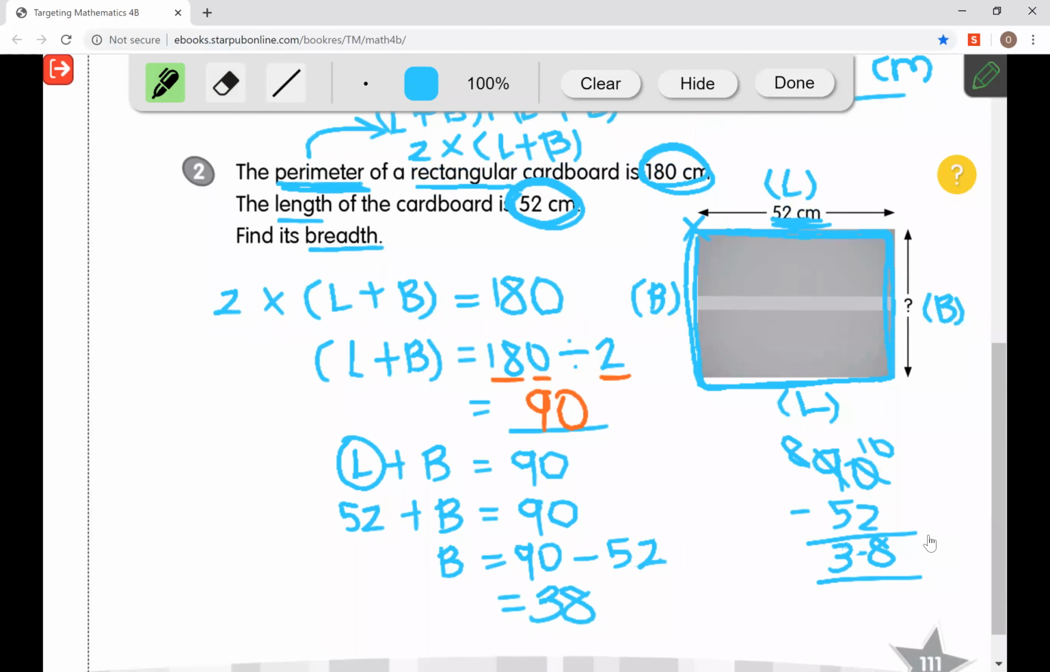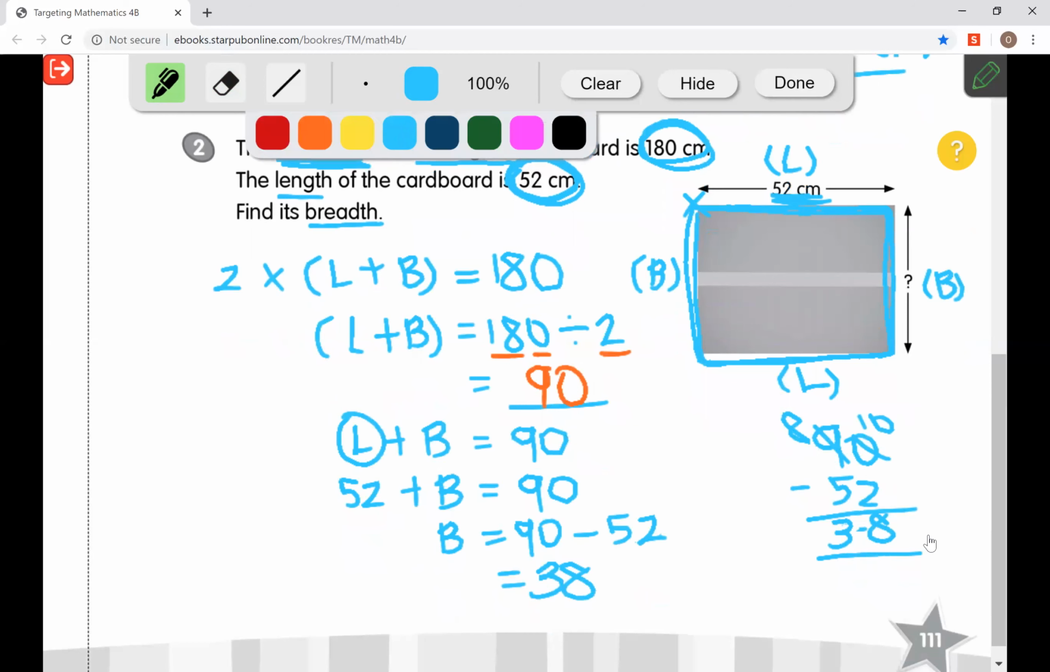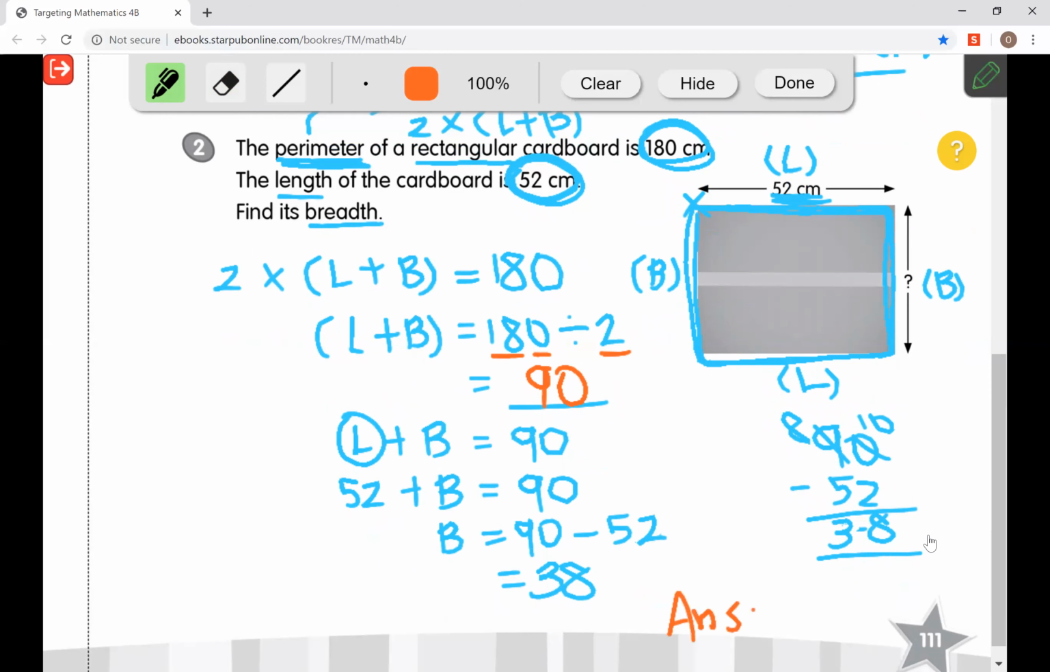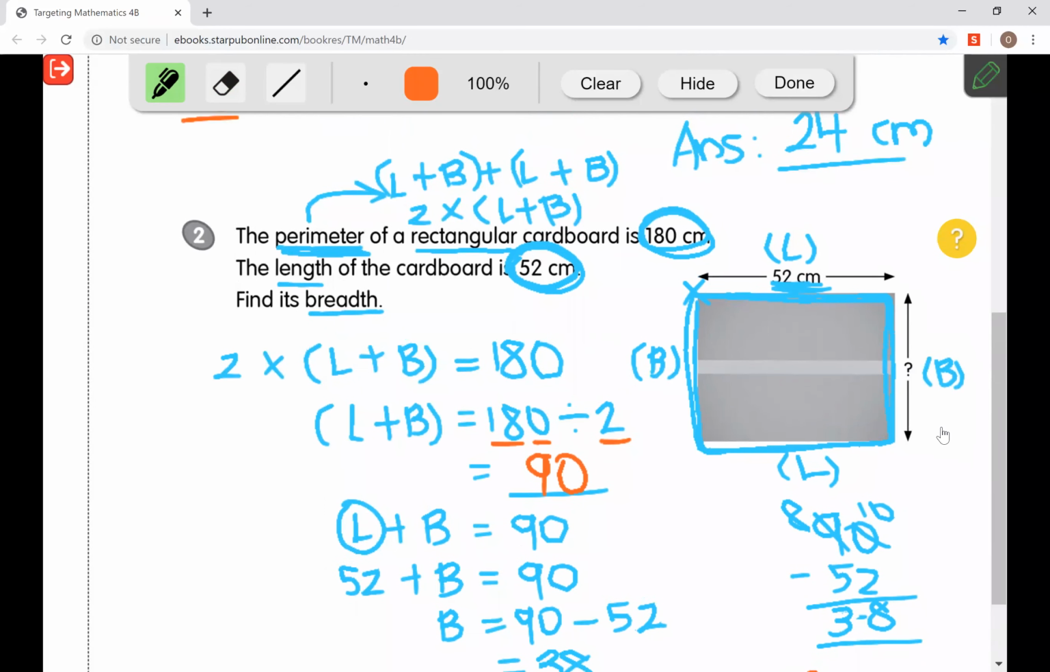So the breadth of the rectangle is 38. 38 what? 38 donkeys, monkeys? 38 centimeter. Okay. So now here you can highlight the formula to find perimeter of a rectangle. It is very important that you remember this formula.